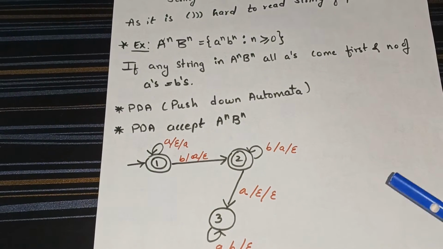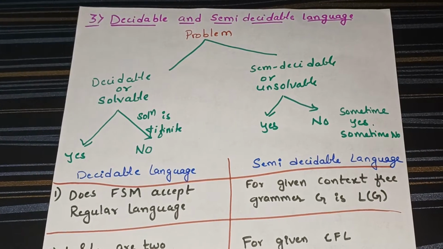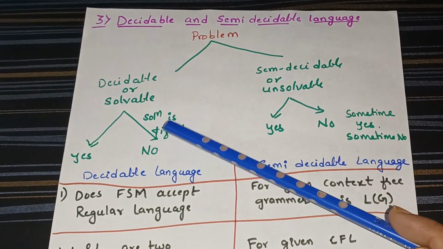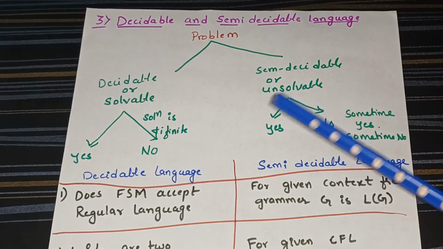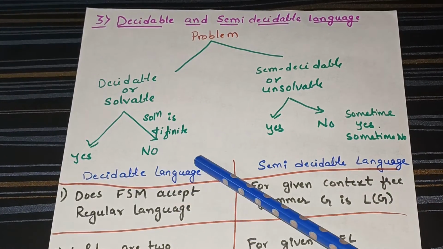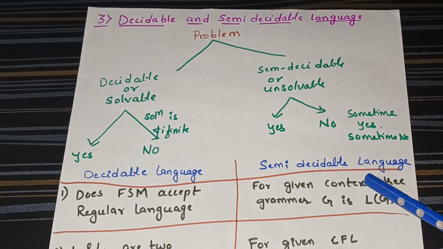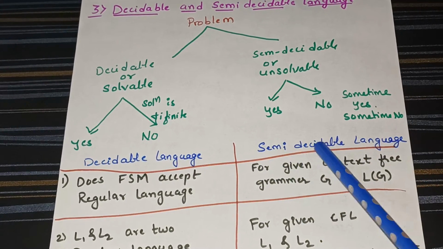Next we will discuss semi-decidable and decidable languages. Decidable problems are solvable, and semi-decidable ones are not fully solvable. When an FSM accepts a regular language, it falls in decidable language, and when a CFG, that is context free grammar, solves problems, it falls in semi-decidable language.